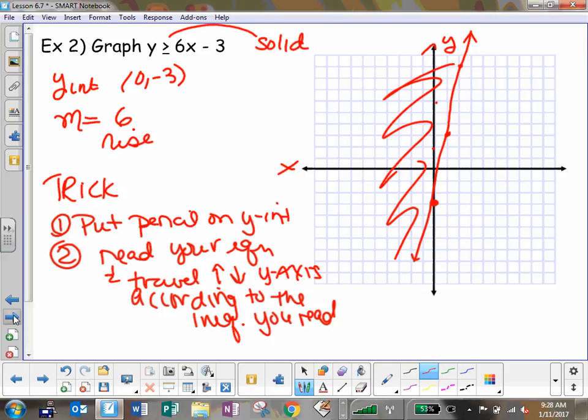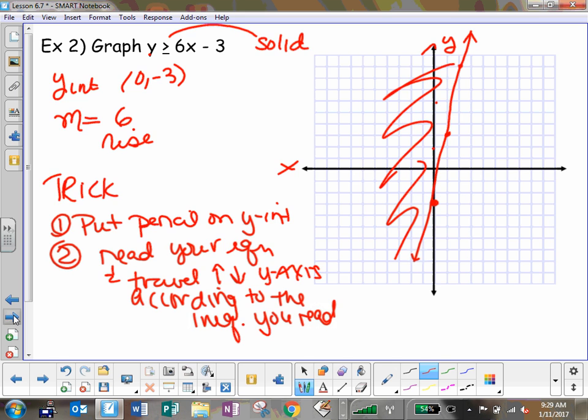You'll be graphing parabolas in Algebra 2. You'll be graphing absolute values. This trick works for all of that kind of shading, so that's how I want you to start thinking about it, okay? Pencil on the y-intercept, and then you read this line up here. Y is what? Greater than. Greater than means I'm traveling up the y-axis because I want all the values that are greater than where my pencil is right there.